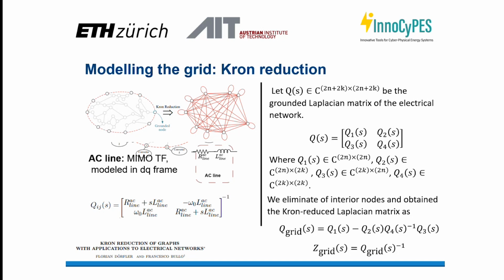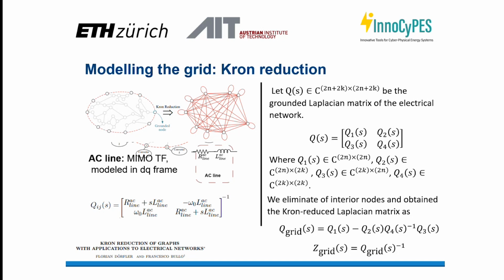Now I'm going to introduce something that will help us later. That is the AC line admittance. So we basically have an R plus L circuit, and the admittance of it is the inverse of this matrix. Note that the matrix is not symmetric, so we have the minus here. So we need to build the Laplacian of this matrix.